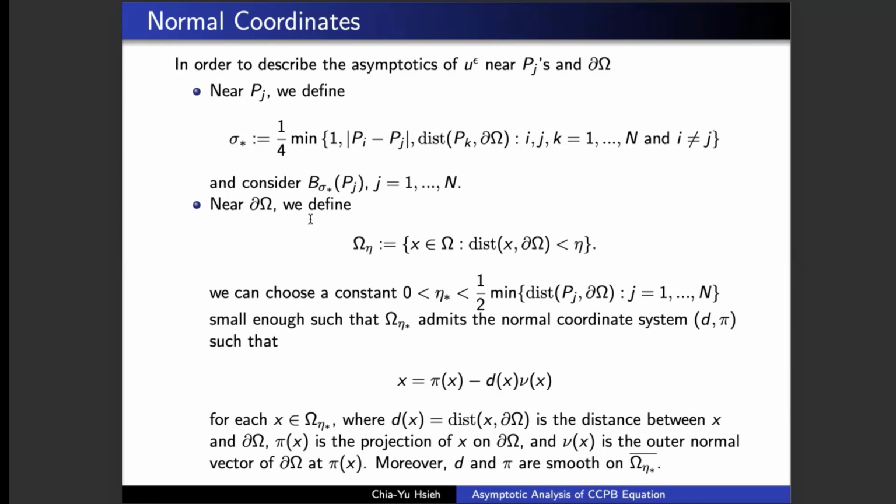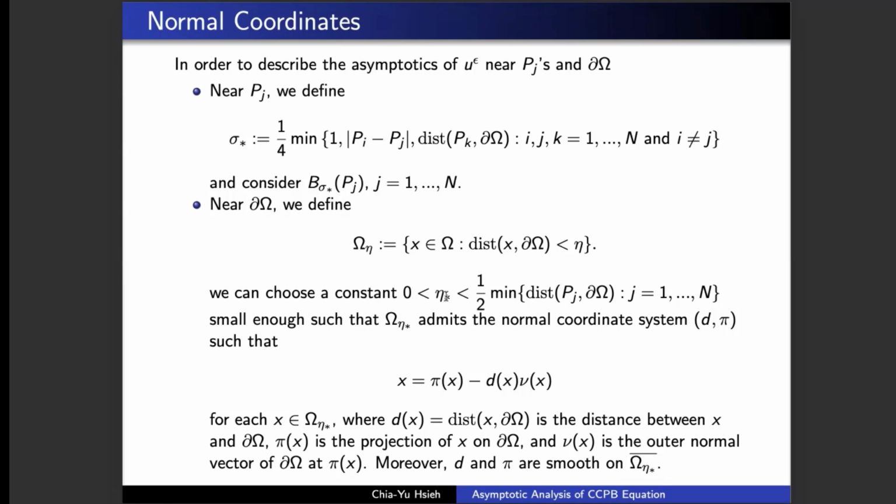Near the singularity, we use a disk of radius sigma star to describe the solution near the singularity. As for the boundary layer, we consider the region omega eta, which denotes all the points in omega such that the distance to the boundary is less than eta. That is, omega eta is a strip region near the boundary.